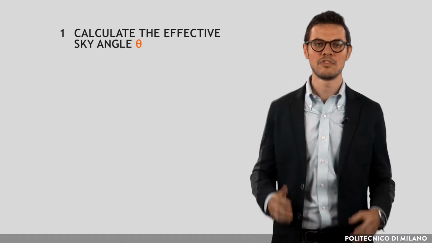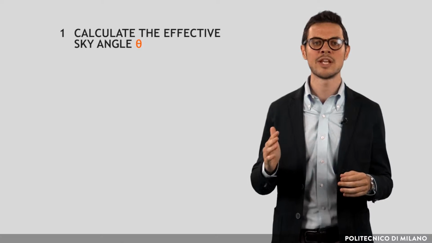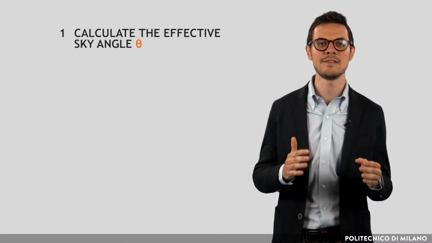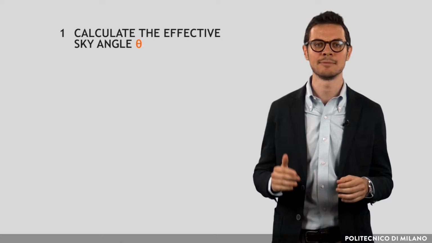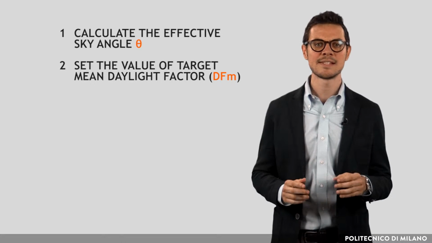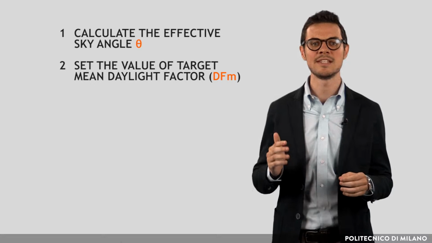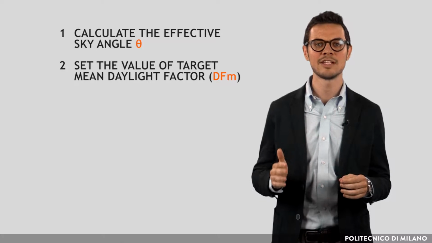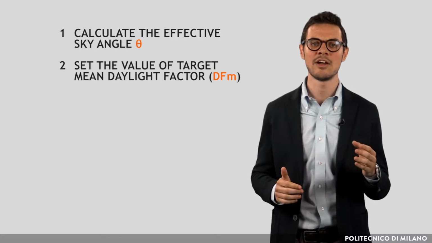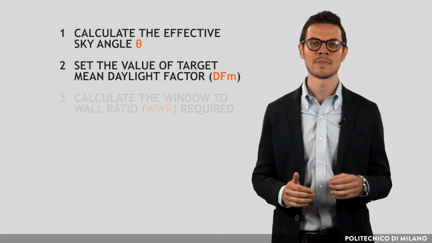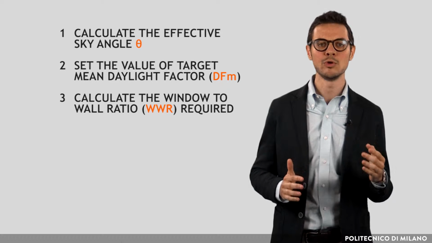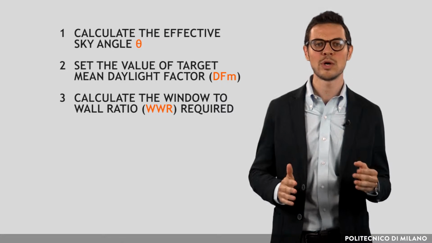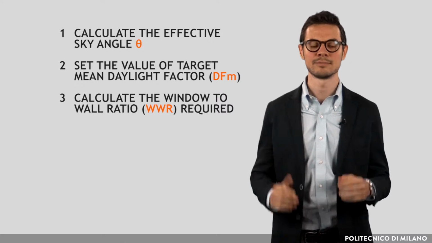The 5 steps of the method are: first, assess how much natural light the space receives through the calculation of the effective sky angle theta. Second, assess how much lighting the space needs by setting the target mean daylight factor desired, DFM. Third, calculate the window to wall ratio, WWR, required to achieve the set daylight factor.